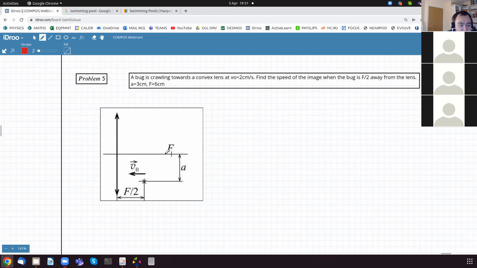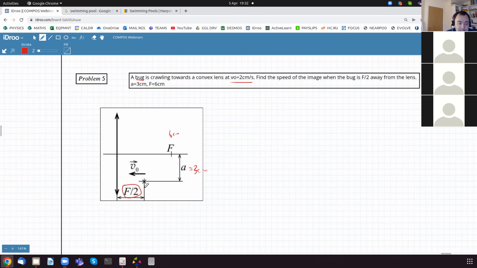And okay, so what's happening? A bug is crawling towards a convex lens at speed 2 centimeters per second. Find the speed of the image when the bug is f over 2, so when it's half the focal distance away from the lens. A is 3 centimeters, and the focal length is 6 centimeters. So that's 6 centimeters, so that's 3 centimeters as well. All right. So how do we even approach that?